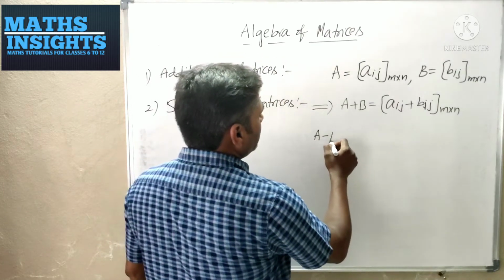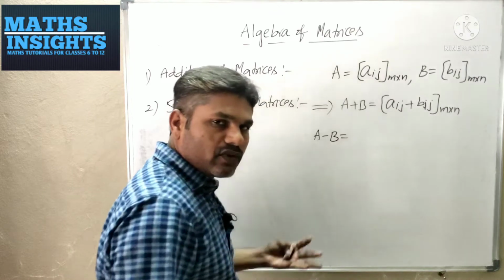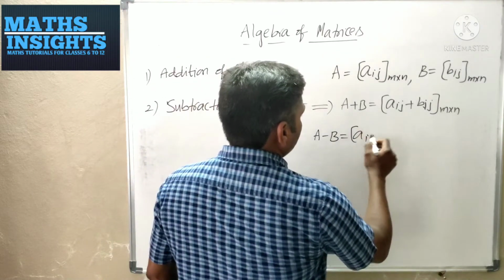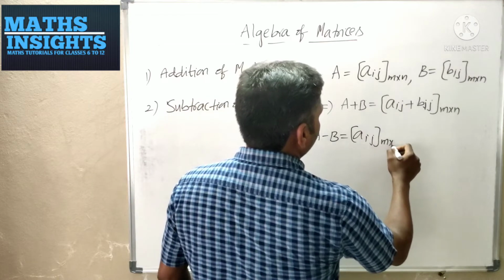Similarly, if you want to subtract two matrices in compact form, I am representing Aij whose order is m by n.